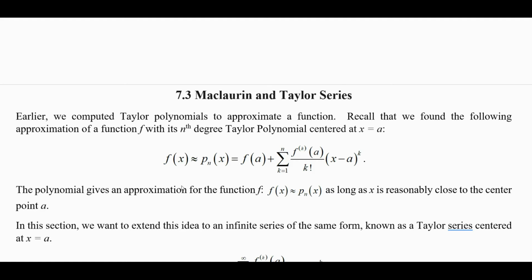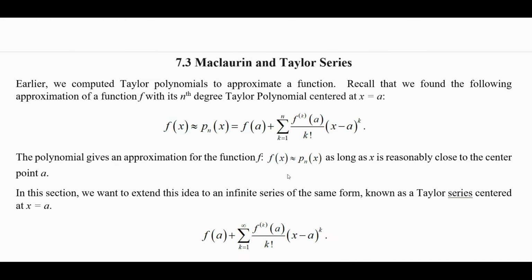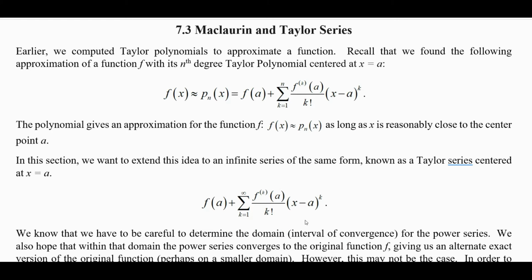So it seems to reason that if we just do more and more of these terms, we'll get a better and better approximation. And in fact, what would happen if we did infinitely many of these terms? Well, now we have a Taylor series. And that's what we want to look at in this particular section.